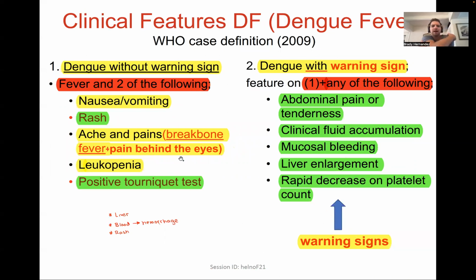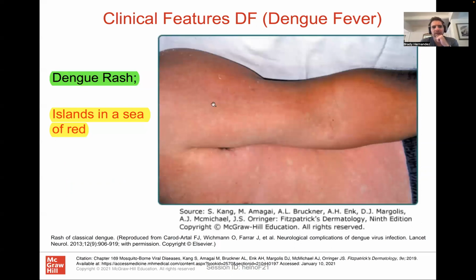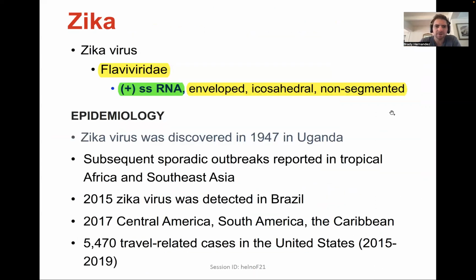Now, breakbone fever plus pain behind the eyes are going to be characteristics of that. So you still get the hemorrhaging, you still get blood, you still get liver problems, but you're worried about this breakbone fever. That's going to be a characteristic. Look at that rash, islands in a sea of red, so it's very intense maculopapular. Tourniquet test is specific for it, and what you're actually causing is these little micro hemorrhages, capillary fragility. So that's another testable point for dengue fever.